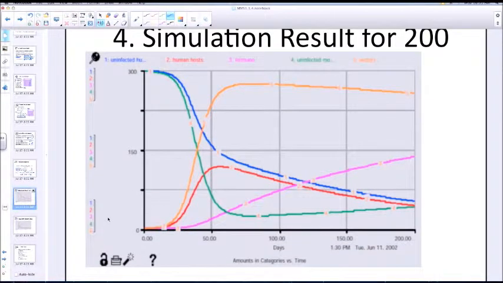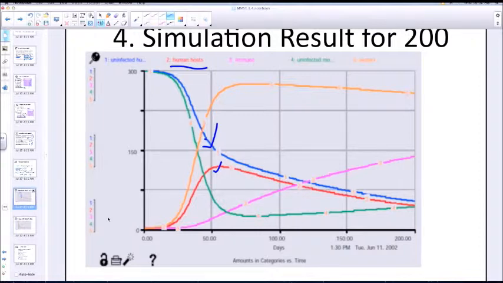Now we simulate the model. We have 5 populations. What's the most important one? The red one, yeah, is the human hosts. And the blue one is the uninfected human. Of course, we think about the human being first. In the beginning, they are all uninfected, and then more and more get infected. That's the problem.